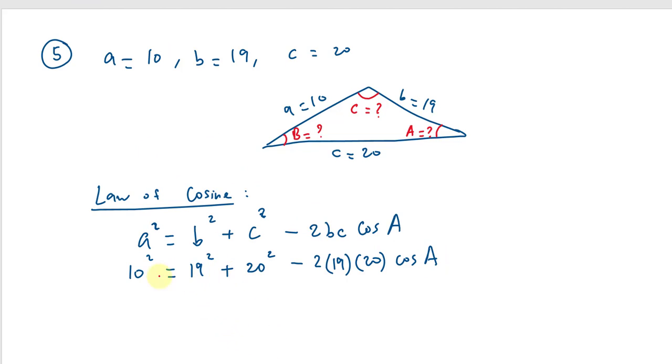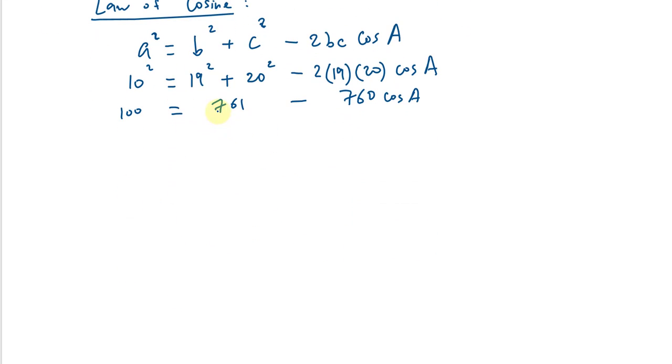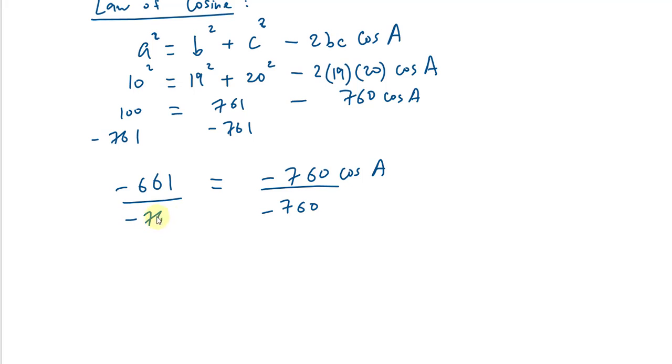Now we know that this is 100. 19 squared plus 20 squared gives me together 761, and then 2 times 19 times 20 gives me 760 cosine of A. Then I subtract 761 on both sides, which gives me minus 661 equals minus 760 cosine of A. Then we divide both sides by minus 760, which gives me around 0.869, to 3 decimal places, equals cosine of A.